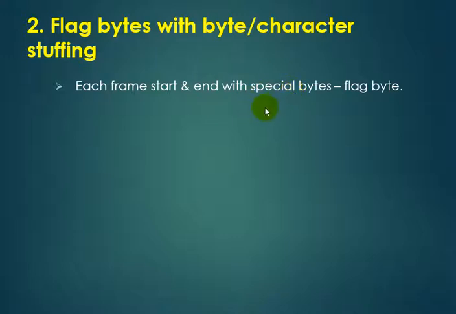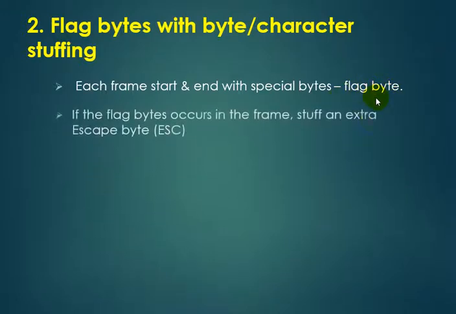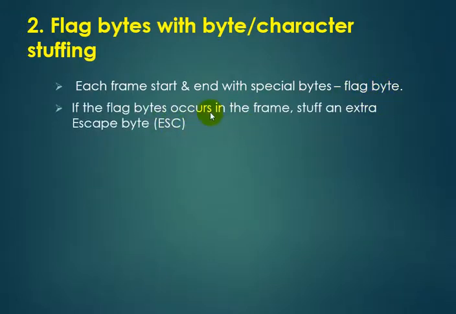The start and end of each frame are marked with a special byte code, that is the flag byte. Next, if the flag byte already occurs in the frame, suppose the frame already contains a flag byte, then you have to stuff. Stuff means include an extra escape byte. Mainly this method is used in the point-to-point protocol.